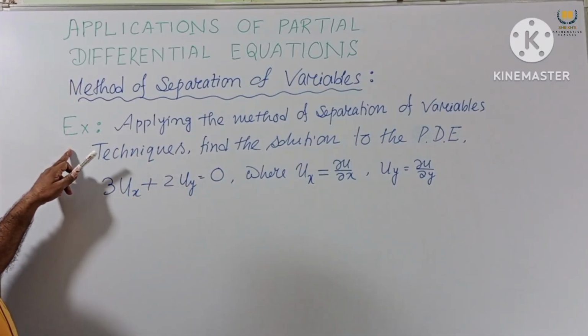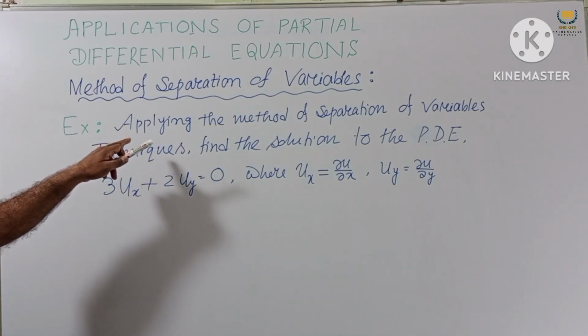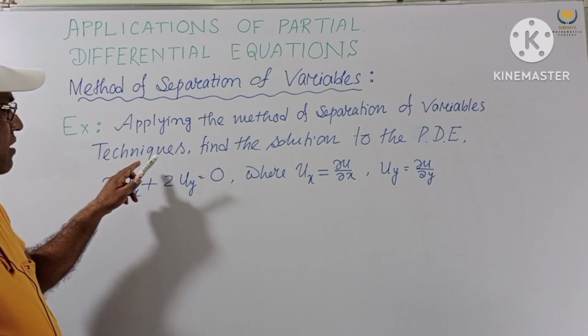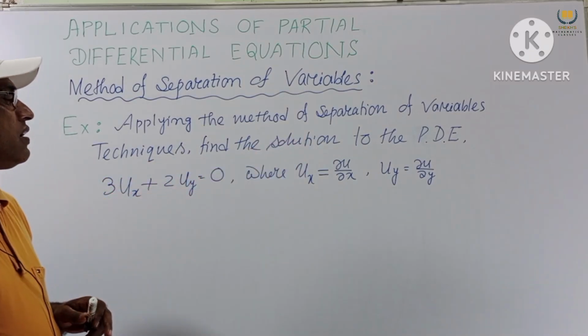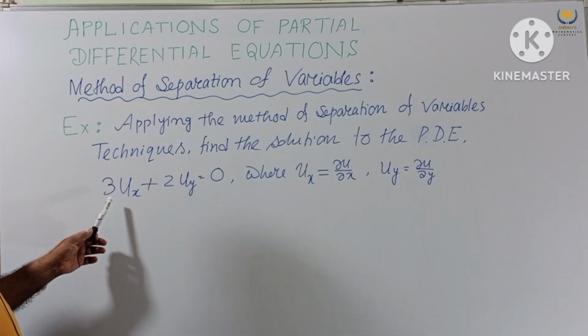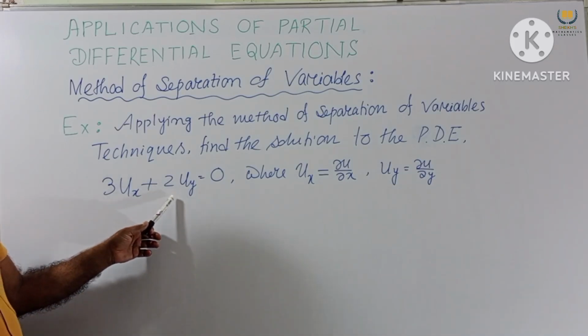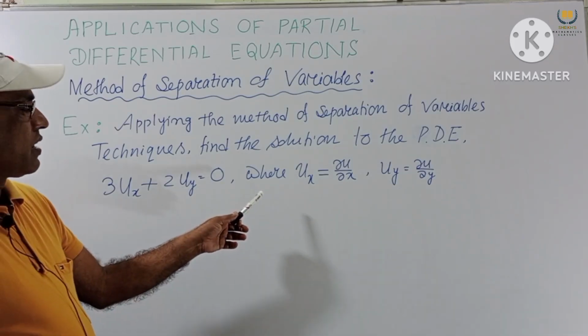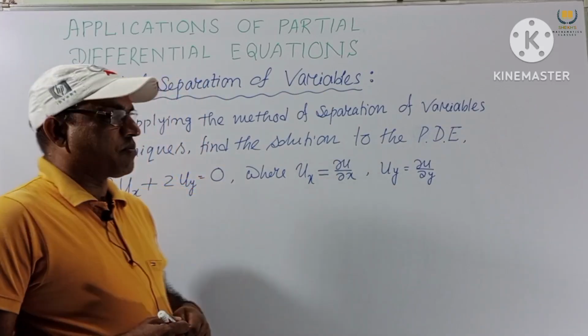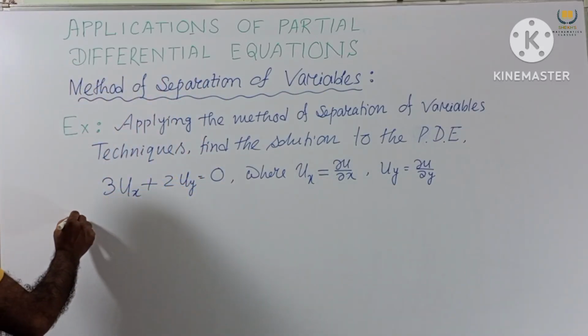First we consider an example. Applying the method of separation of variables technique, find the solution of the partial differential equation 3ux plus 2uy equal to 0, where ux equal to del u del x and uy equal to del u del y. This problem is given. Now the solution starts.